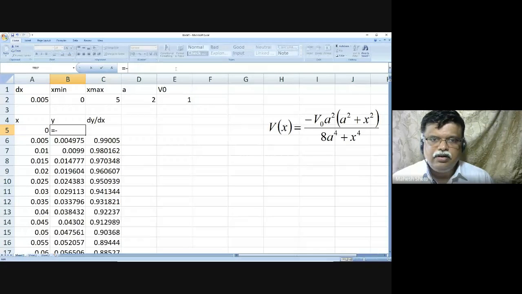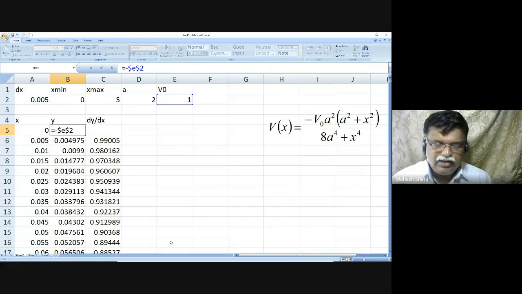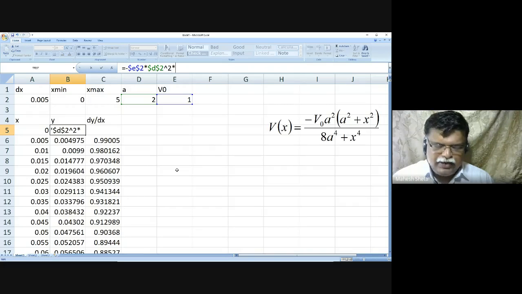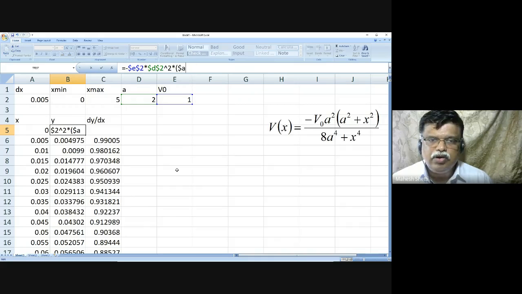Minus wherever V0 is, I will write that, say $E$2. Actually, it was not required, but for the sake of completion, I'm writing that. And $D$2 square. You can look at this formula bar, what I'm typing, multiplied by $D$2 square.